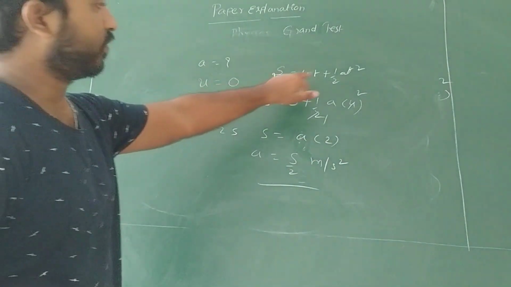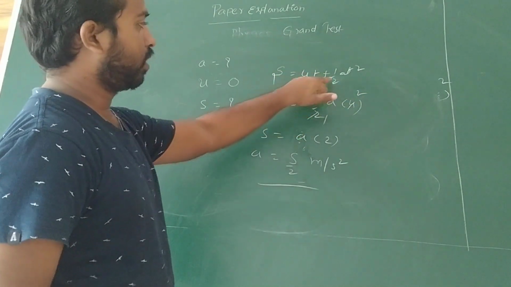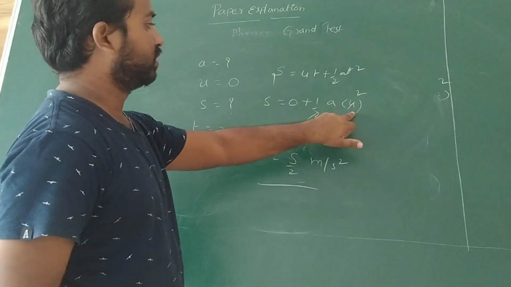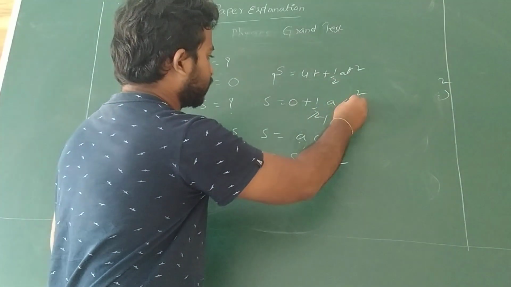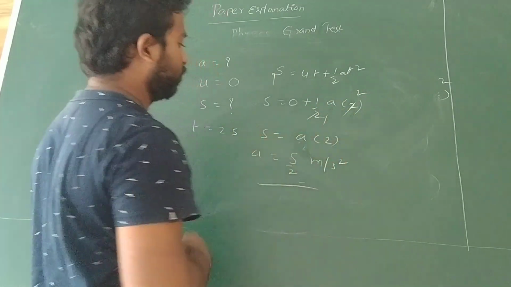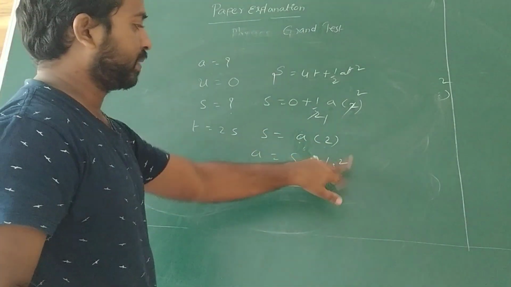See, s equal to ut plus half a t square. Then u means 0, then 0 into t is 0, plus half a. You have to calculate a only here, and t means 2, then 2 whole square means it is 4, then 2 ones are 2, 2 twos are 4. Then a equal to, this 2 comes to the denominator, then a equal to s by 2 meter by second square.